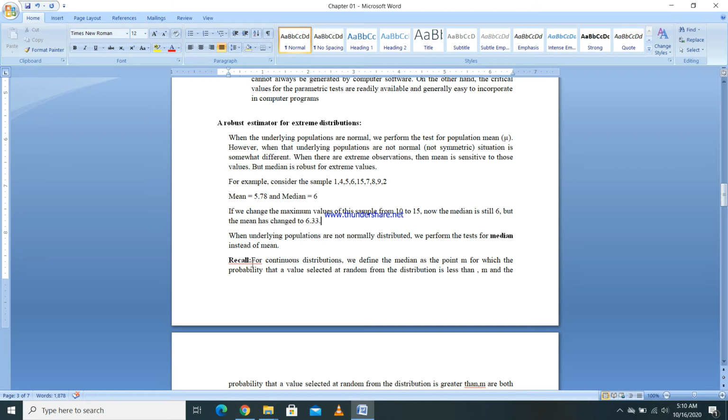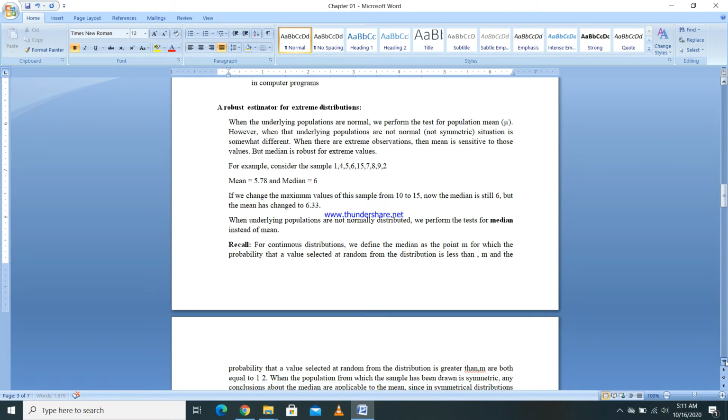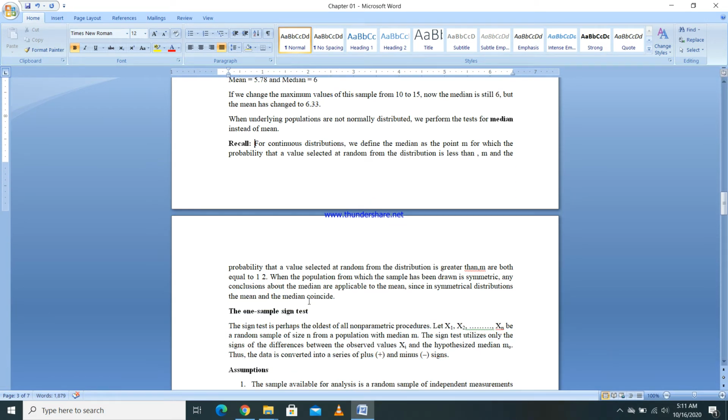Right? So if I just recall what the median is: when you have a sample, the median is just the value which is right in the middle of your data set. In other words, if you take the median as M, the probability that a given value is less than the median, or greater than the median, is equal, 0.5, because it's right in the middle of your data set.